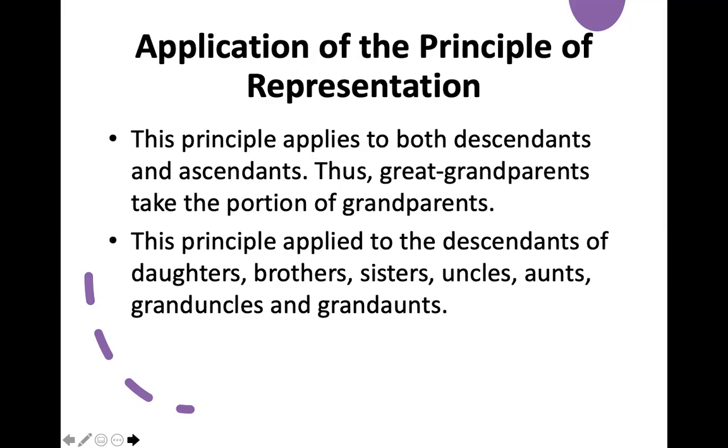The principle applies to both descendants and ascendants. Thus, grandparents take the portion of parents, great-grandparents take the portion of grandparents. This principle applies to descendants of daughters, brothers, sisters, uncles, aunts, granduncles, and grandaunts.